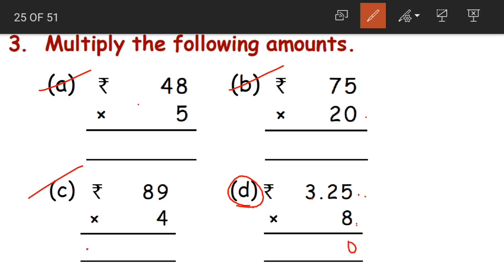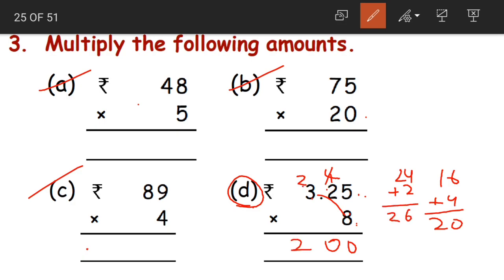8 5s are 40. 0 here, 4 carried. 8 2s are 16 plus 4 becomes 20. Again 0 here, 2 carried. 3 8s are 24 plus 2 becomes 26. So 26 is written here. Now where to keep the point? Again, as I have said in the question, we are having a point after 2 digits. So place it after 2 digits from the right.